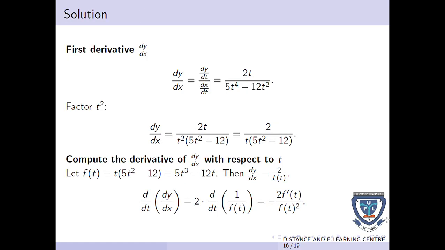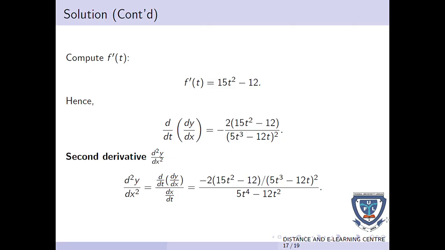Now, our first derivative, which is dy dx, will now give us 2t over 5t raised to the power 4 minus 12t raised to the power 2. Now, t is common both on the numerator and the denominator, so you factor t squared out. Then you're going to have 2 over t in bracket 5t raised to the power 2 minus 12. Compute the derivative of dy dx with respect to t the second time.